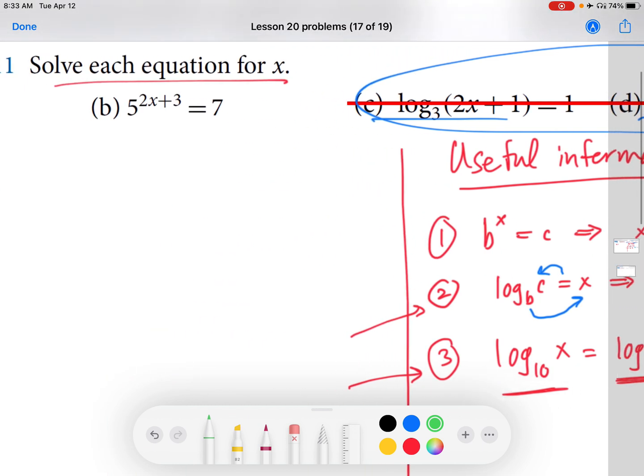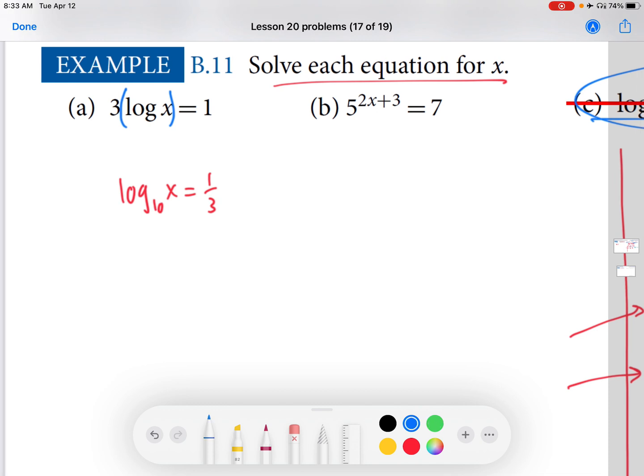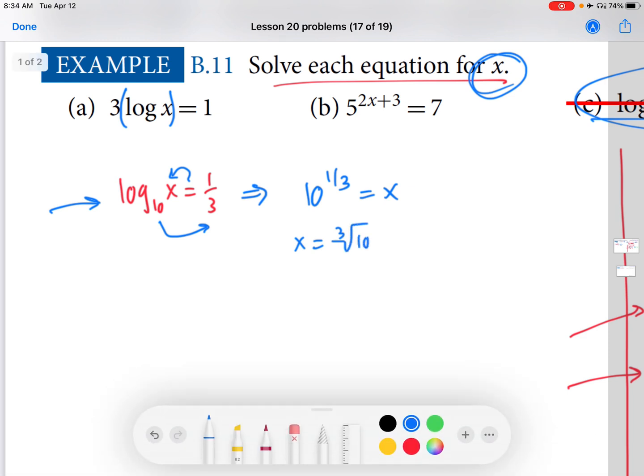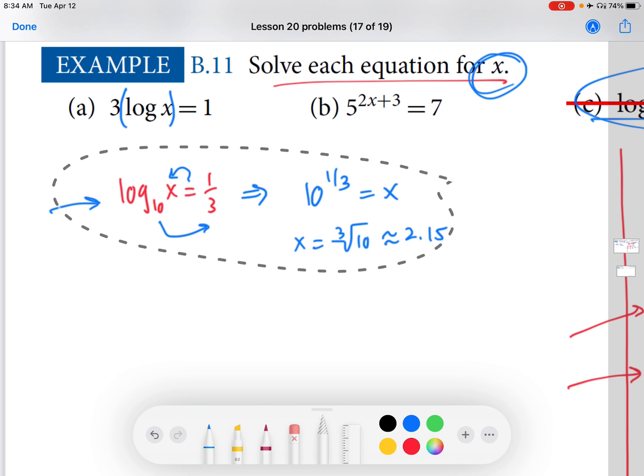I'm going to do a very similar thing over here. Let's apply it here. So 10 to the 1/3 equals x. This equation implies 10 to the 1/3 equals x. And you can see that literally tells us what x is, right? So x is the 3rd root of 10, and that is the exact answer. If you want a numerical approximation, this is about 2.15 or so. Okay, so that's the answer for part A.